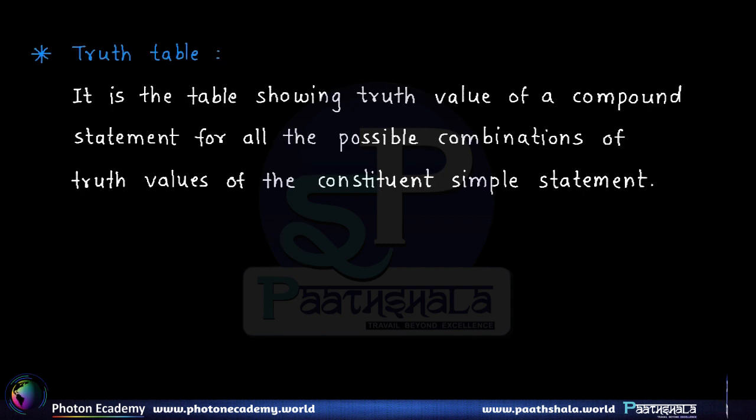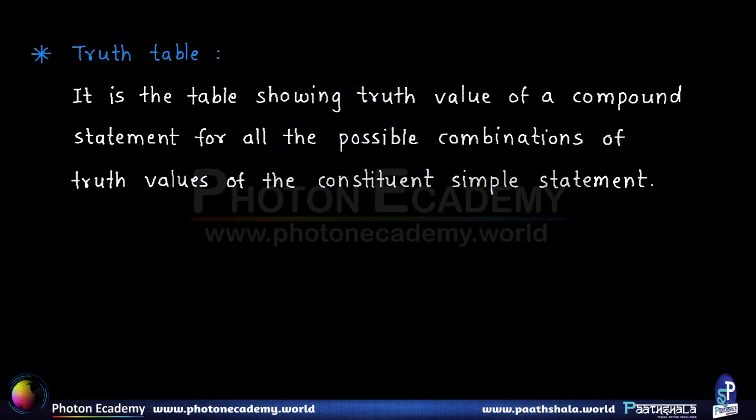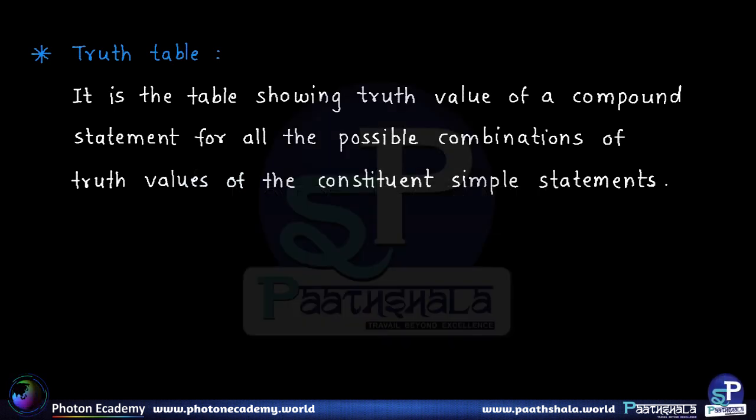In addition to this, there is something called the truth table of a compound statement. It is the table showing the truth value of a compound statement for all the possible combinations of truth values of the constituent simple statements. A compound statement may have many simple statements in it, and each of them might have the truth value true or false. So overall it forms a set of all the different possibilities of truth values of simple statements, and we are interested to know the truth value of the final compound statement so formed. The table which shows that is called the truth table.